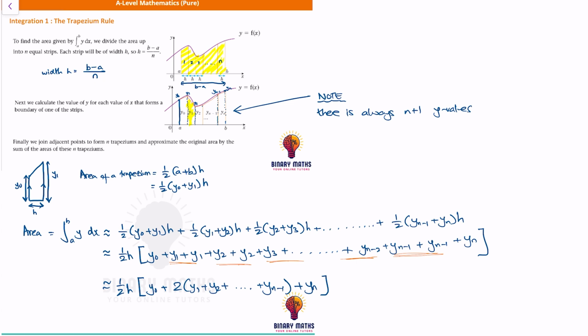Where h is equal to b minus a over n, where n is equal to the number of strips. So this is the approximation that you use to find the area under a curve where you cannot integrate the function.